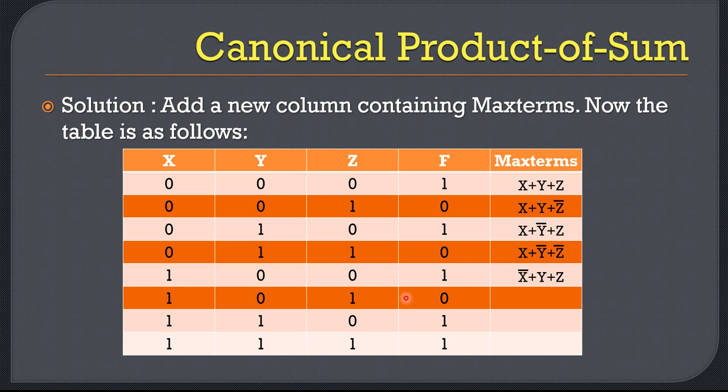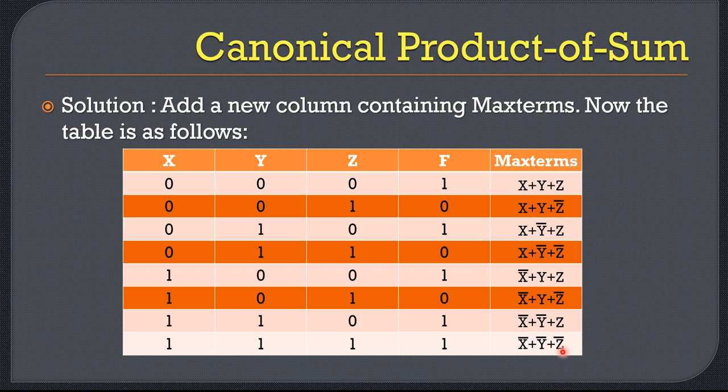This is just opposite to the min terms, where for 0 you use the complemented version and for 1 you use the uncomplemented variable. Here for 1 you write the complemented variable, and for 0 you write the uncomplemented variable. You are just doing the opposite of the min terms. Next you got 1 0 1, so it is x dash plus y plus z dash. Then 1 1 0 gives x dash plus y dash plus z, and finally 1 1 1 gives x dash plus y dash plus z dash. So it looks like a reverse process.